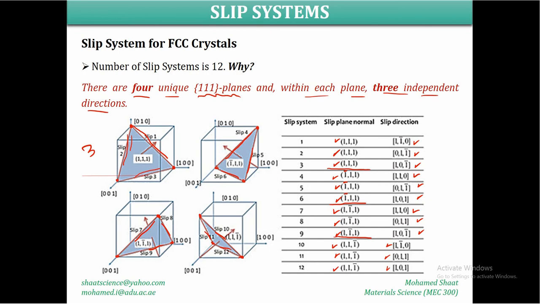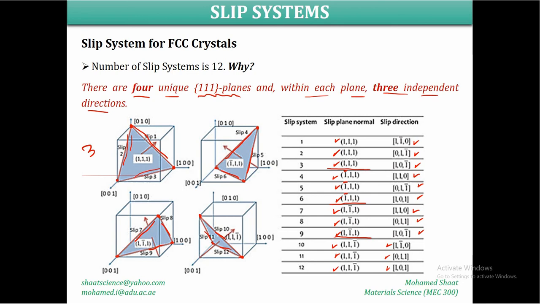12 options, 12 possibilities that the dislocation line is going to move following any one of these 12 slip systems. Any one of them could be followed. It depends on the direction of the applied force. It depends on the type of the material itself. It depends on so many other things.